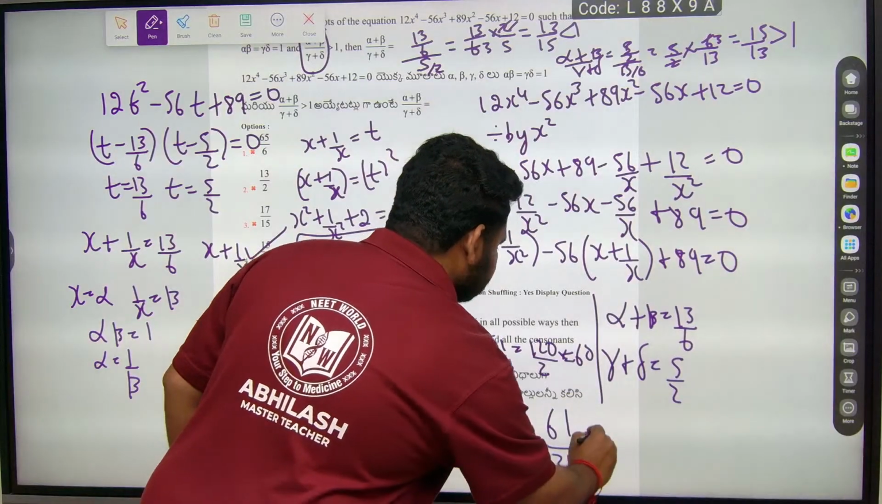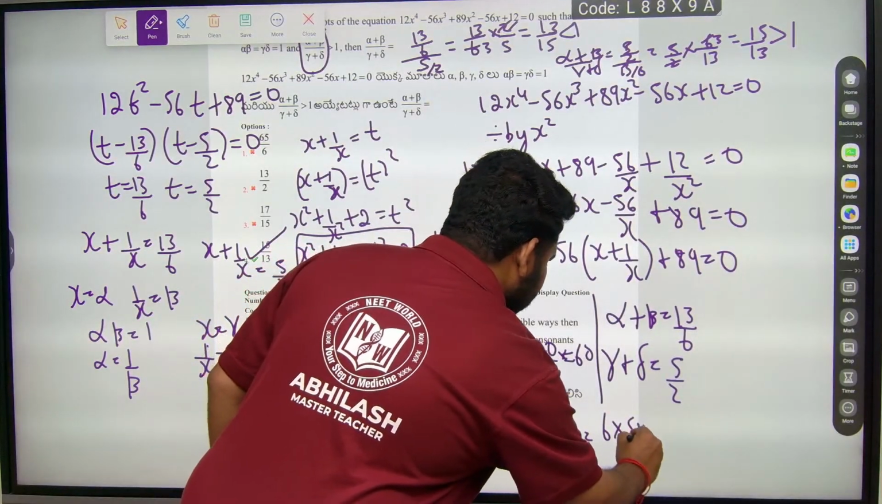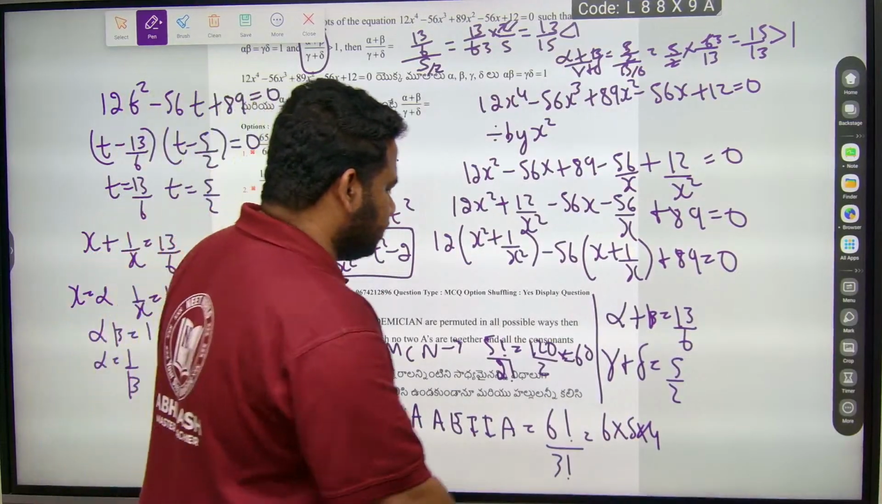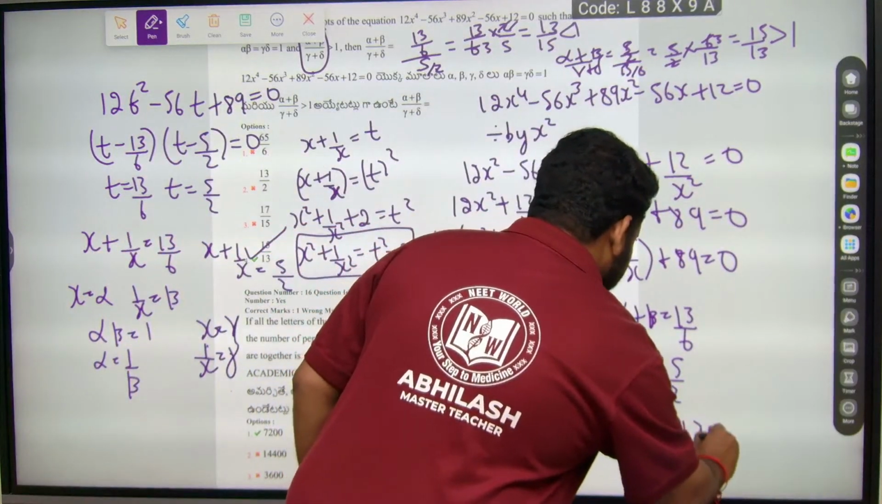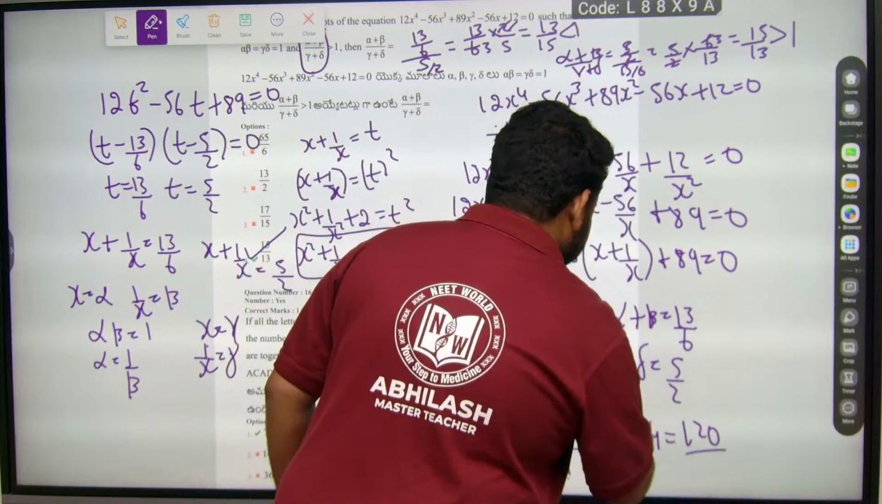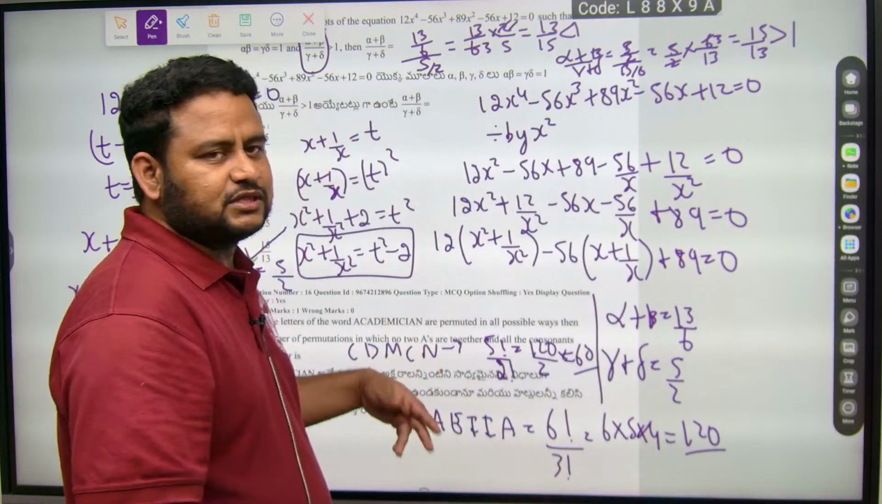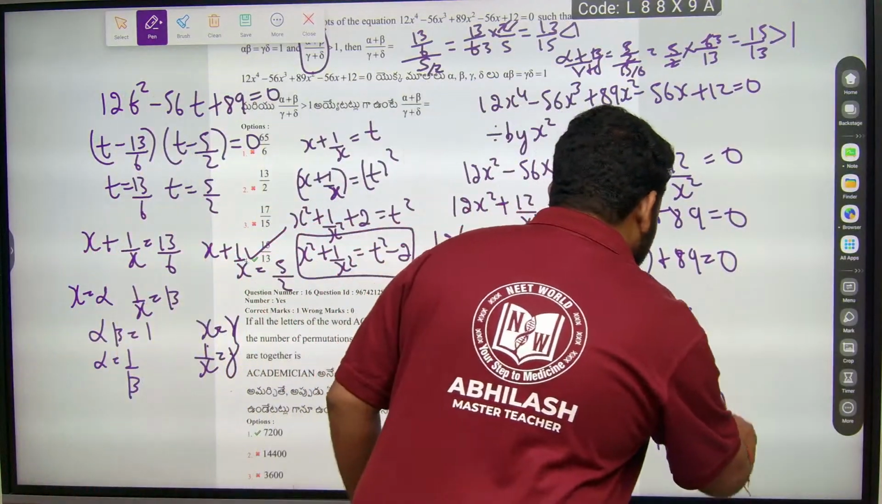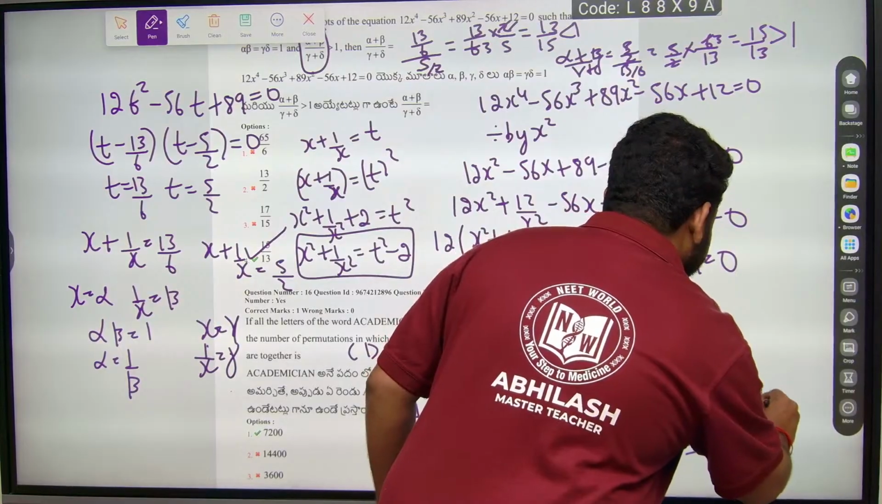This gives me 6 into 5 into 4, which is equal to 120. So we got it as 120. Now we have to arrange consonants along with vowels in such a way that no two should come together. So this becomes 120 into 60 ways.